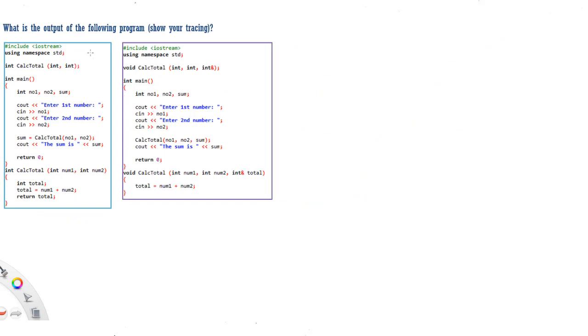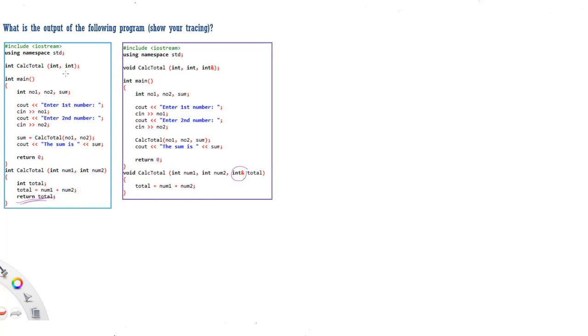Okay, so now let's take a look at this example right here. What is the output of the following programs? We have two different programs. Let's analyze the function that each uses. This function has a return value, whereas this function doesn't have a return value, but it has a reference parameter. I'm going to show you the difference between the two, how it works. In the first one, the function with a return value, there's no reference parameter, whereas this one doesn't have a return, but it has a reference parameter.